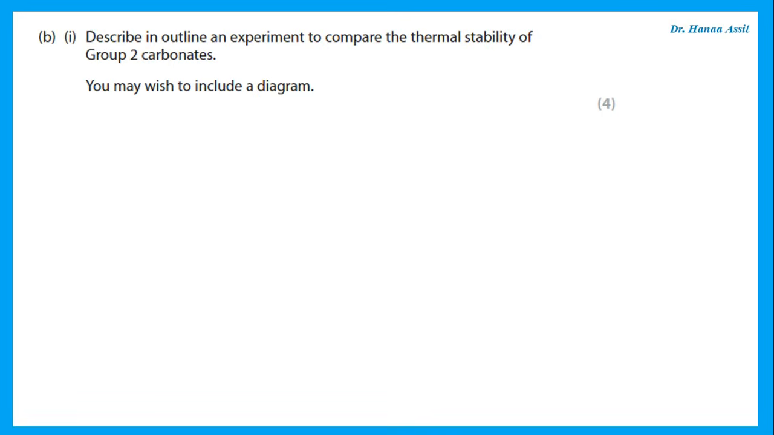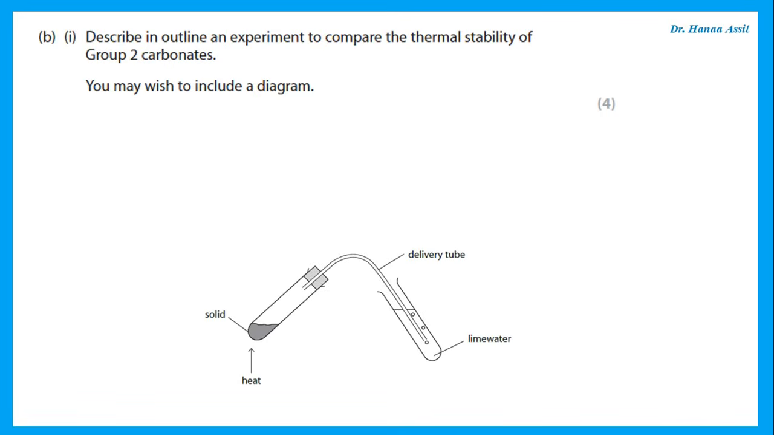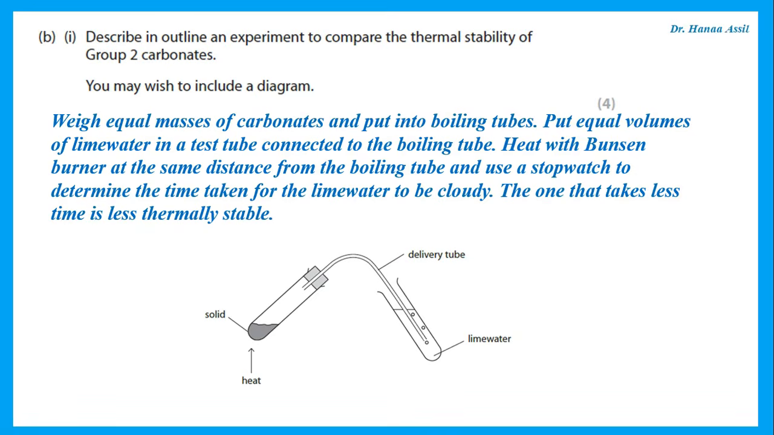Describe in outline an experiment to compare the thermal stability of group 2 carbonates. If we want to compare the thermal stability of group 2 carbonates, usually what we do is we heat the carbonate and pass the gas. Of course, if we're heating a carbonate, it should give carbon dioxide gas. So pass the gas through a specific amount of lime water, and the one that causes the lime water to become milky first is the one that is less stable. So this is how we do the experiment.